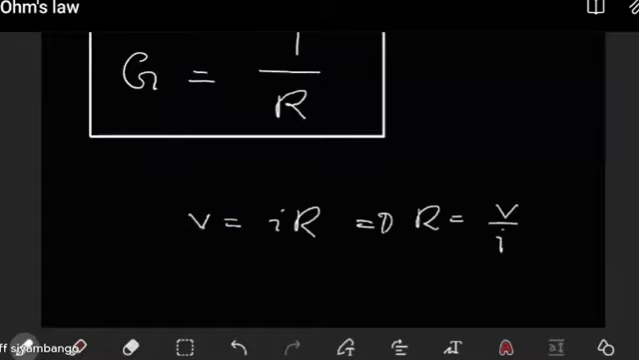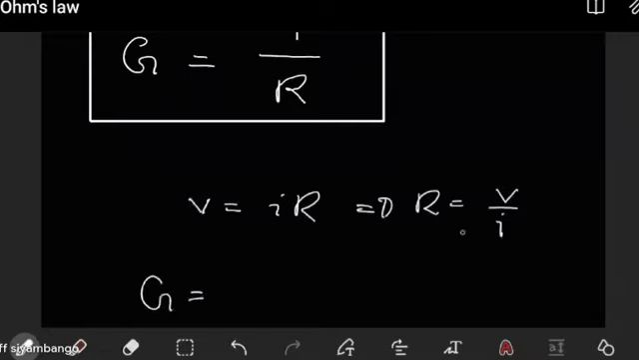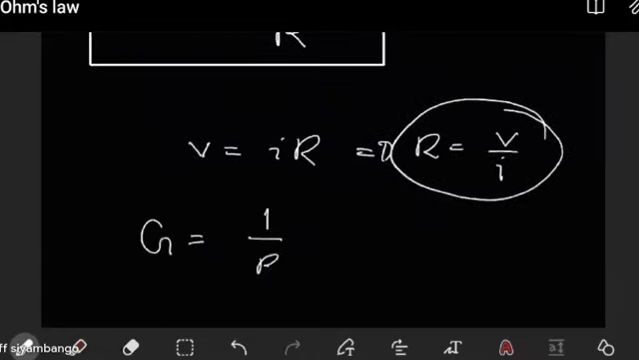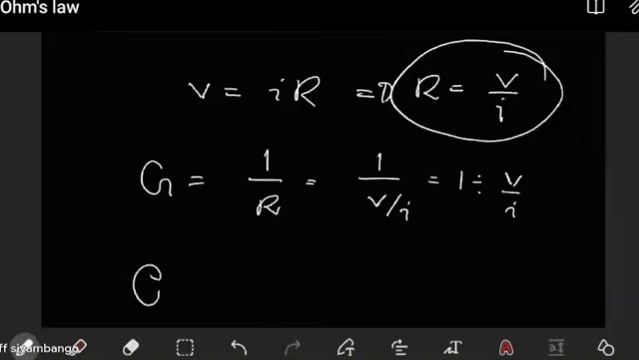If we try to now express conductance in terms of this, since conductance is 1 over R, now where there's R, we can put V over I. So this is 1 divided by V over I, or conductance will now be I over V. It's not necessary for you to memorize this, as long as you recall that conductance is 1 over resistance, then you're going to be okay.